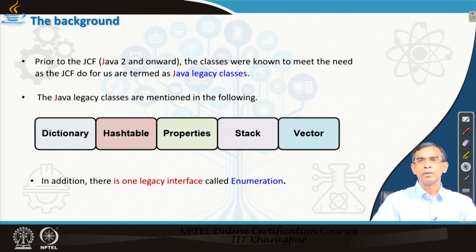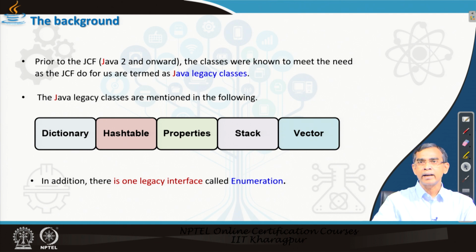To facilitate the older collection sets, they proposed many classes. The dictionary is very similar to the map that we have discussed. Then the hash table is another way of viewing it, just like a hash concept. That means if you want to access a particular object, you need the key value for that object and then hash it. It is just like a map. Properties is also similar to a map.